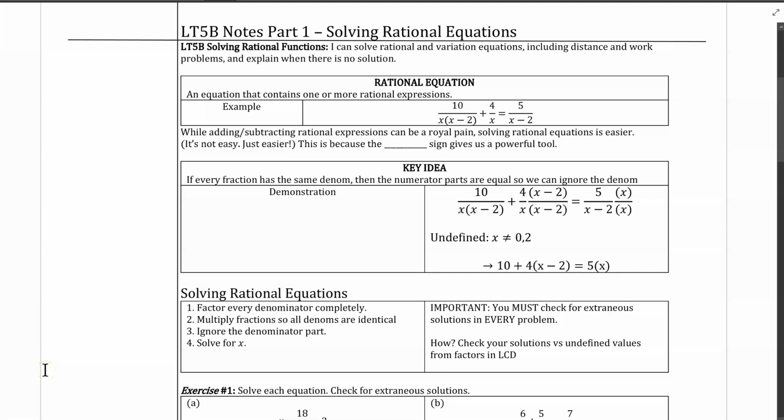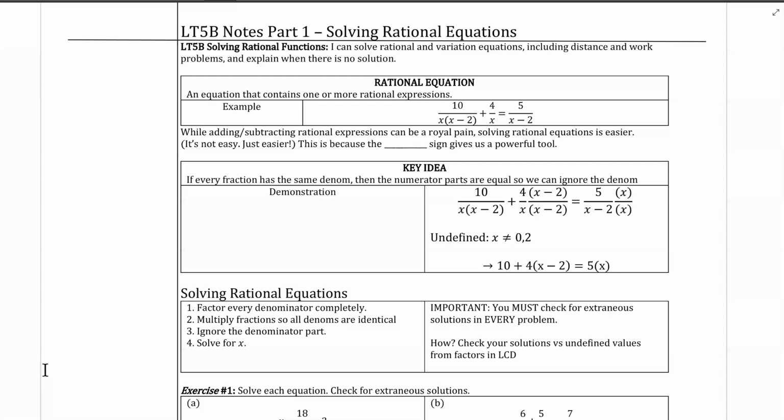Solving rational equations. A rational equation is an equation that contains one or more fractions. So in the example, you see 10 all over x times x minus 2 plus some other stuff. It has a fraction in it, so it's a rational equation.